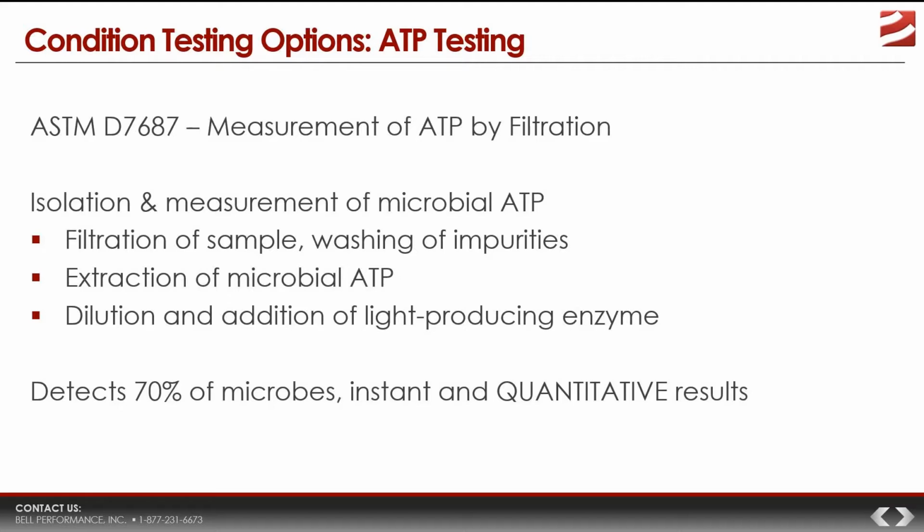So what the 7687 test method does is it calls for us to isolate the ATP from the microbial cells that are in the fuel sample so that we can measure them.